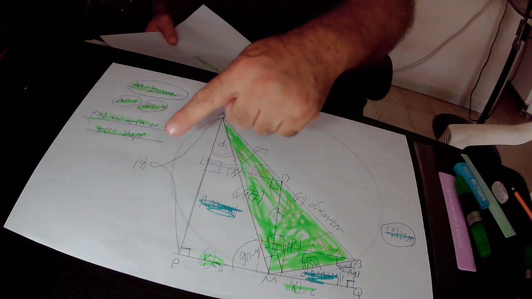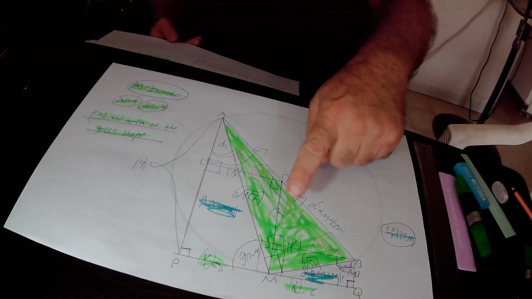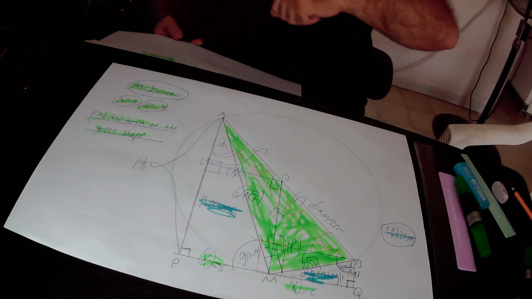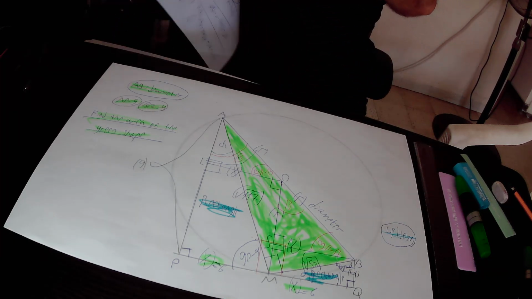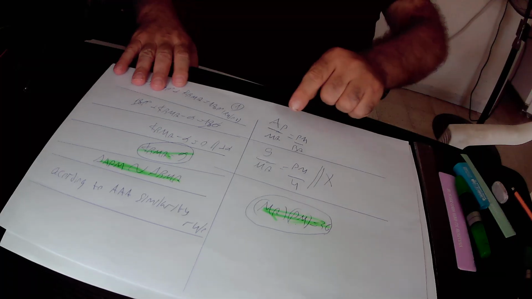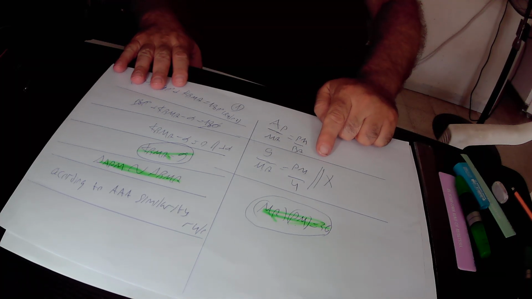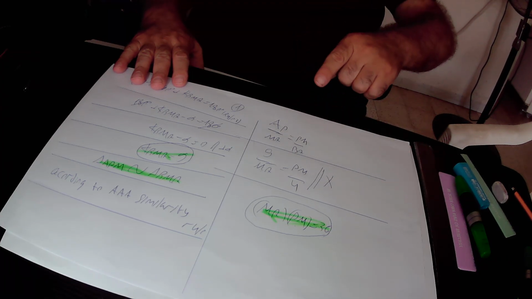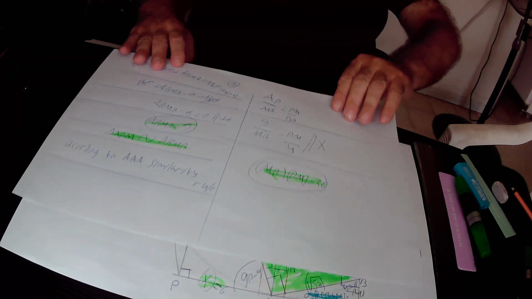AP is 9 over MQ, the missing side, and it is equal to PM, which is also the missing side, over BQ, which is 4. So in total, we found out that 9 over MQ equals PM over 4. Multiplying across, 9 times 4 is 36, so 36 equals MQ times PQ. Again, MQ times PQ equals 36.